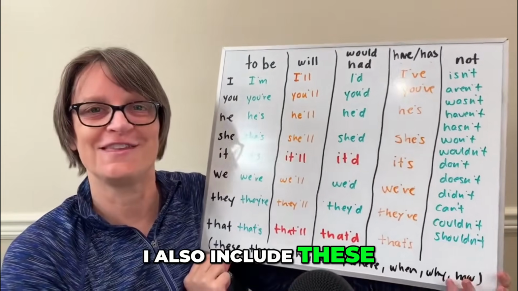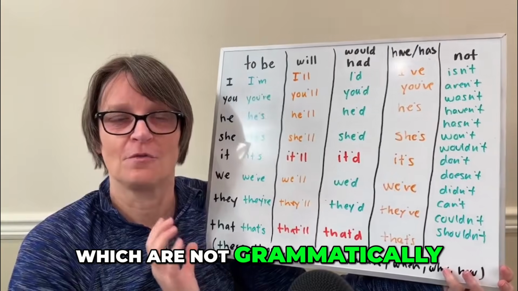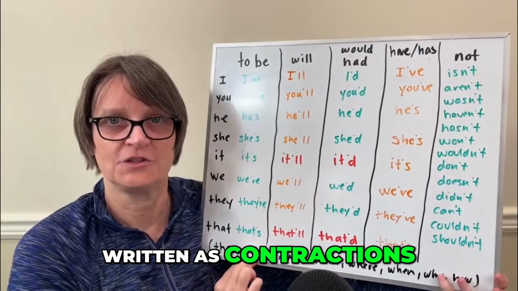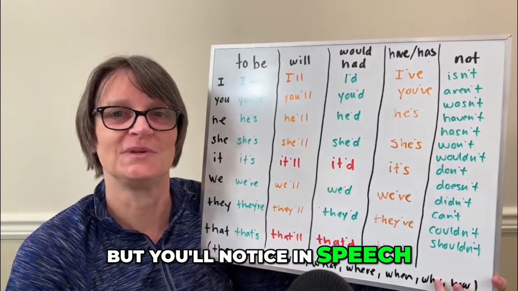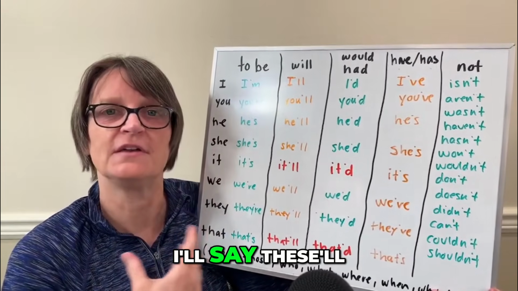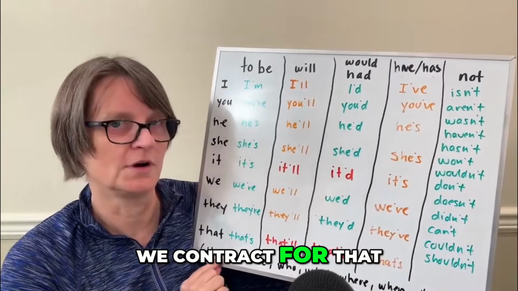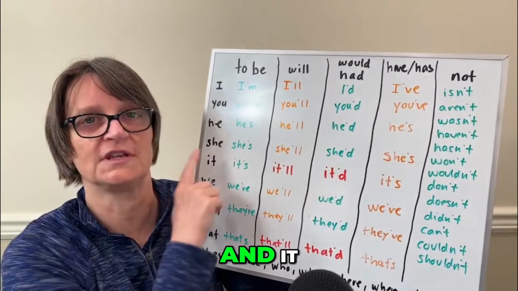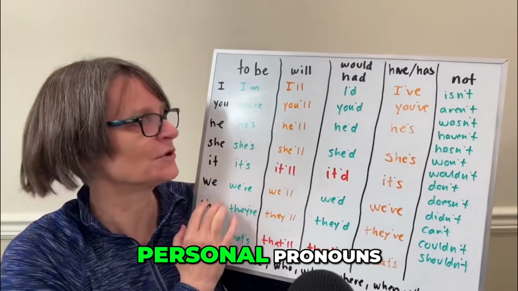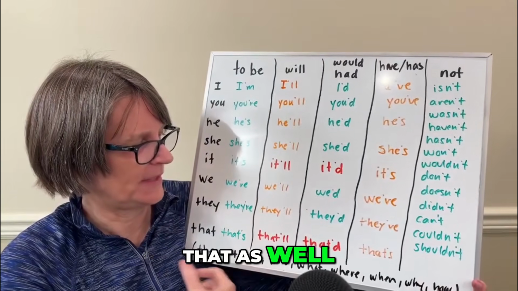I also include these and those, which are not grammatically written as contractions, but you'll notice in speech, rather than these will be okay, I'll say these'll be okay. So technically we contract for that, these, those, and it, as well as the personal pronouns, and a lot of our videos talk about that as well.